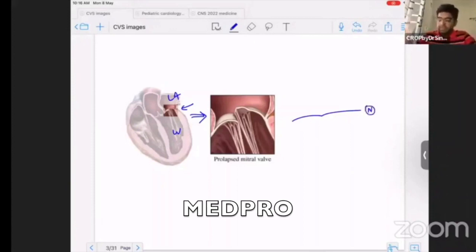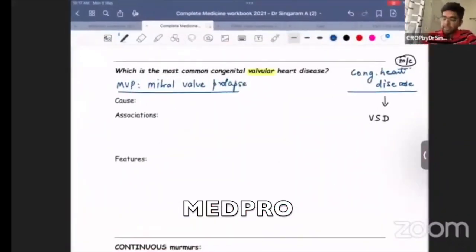But in prolapse, what is happening? The valve is actually bulging like this. Can you see that? The valve is dome shaped. This is an abnormal looking mitral valve, which is what we call the most common congenital valvular heart disease, mitral valve prolapse. It goes by another name also, called Barlow's disease.